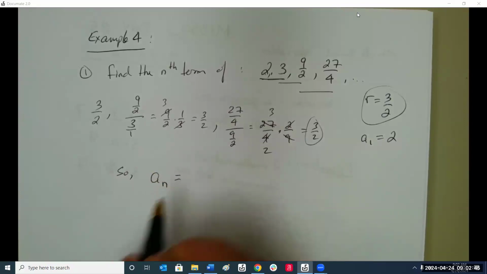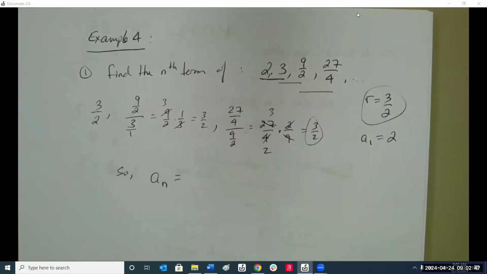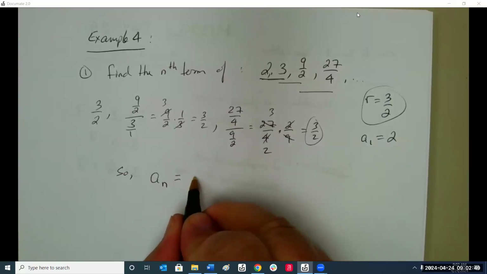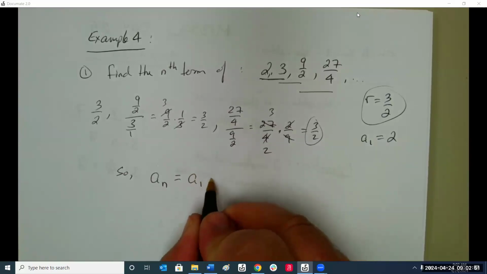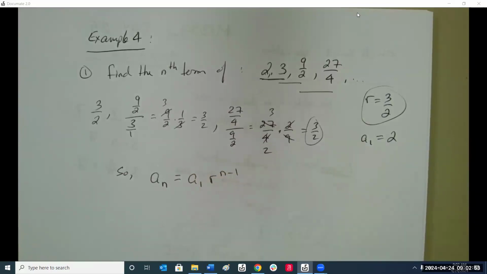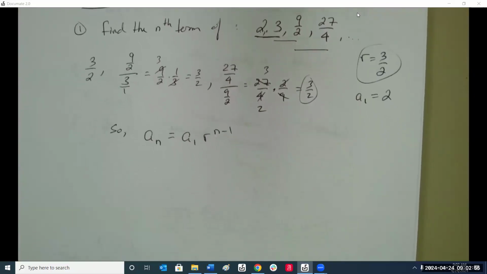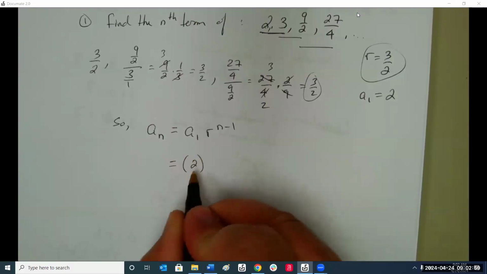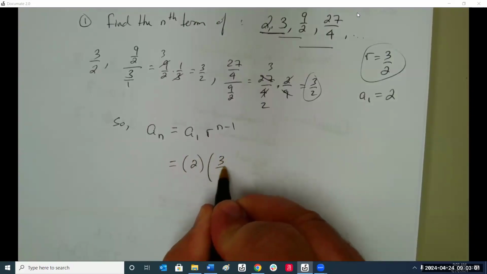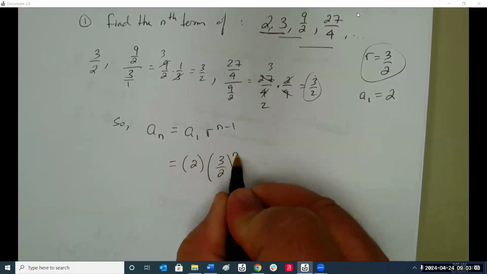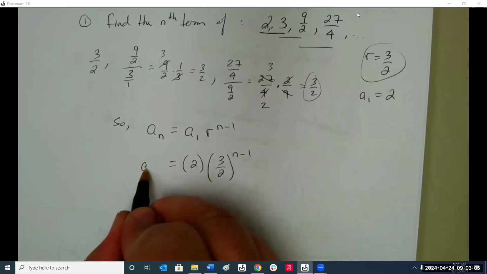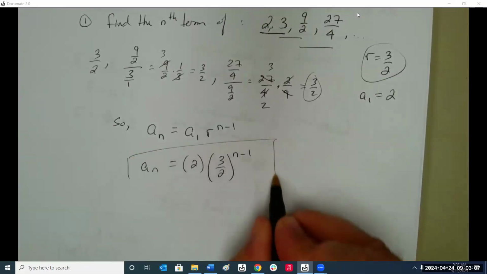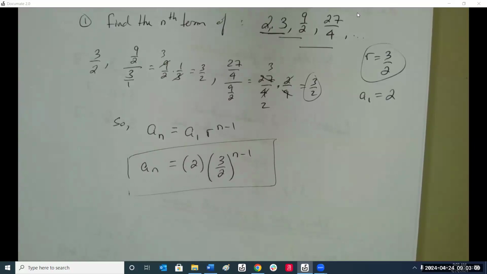So the nth term is a sub 1 r to the n minus 1. 2 times 3 over 2 to the n minus 1. And there's our formula for the nth term.